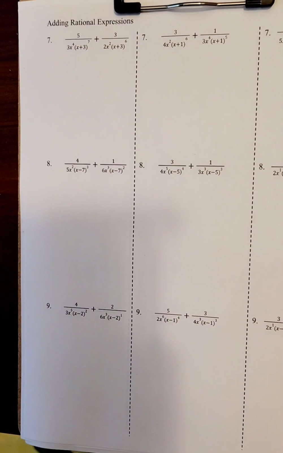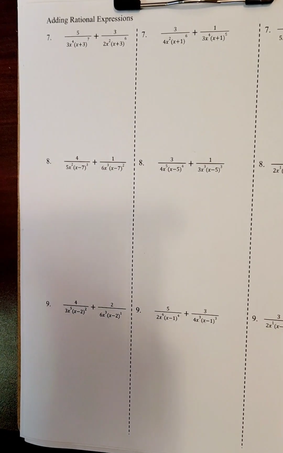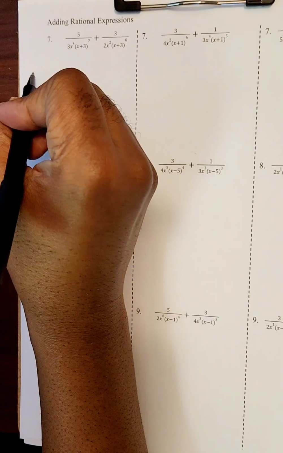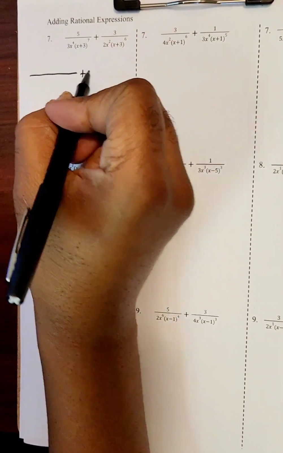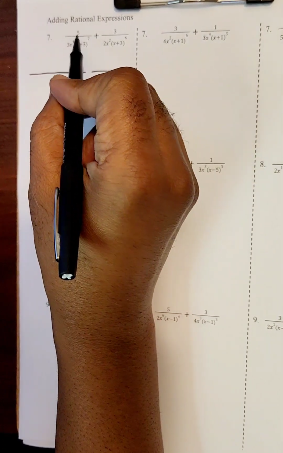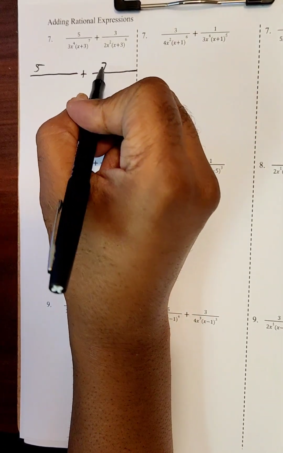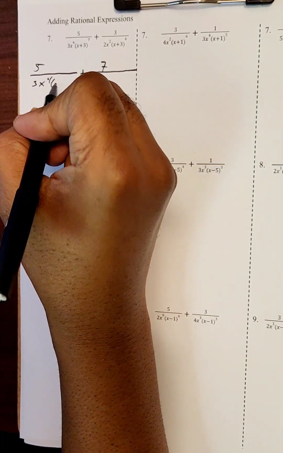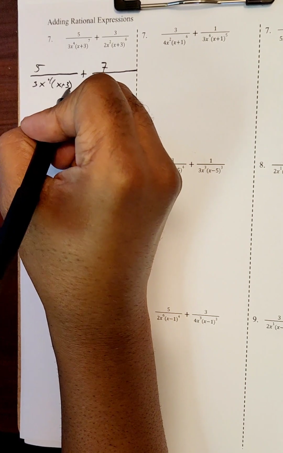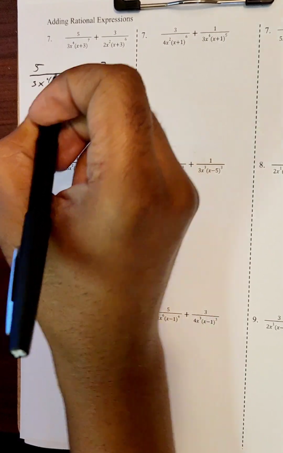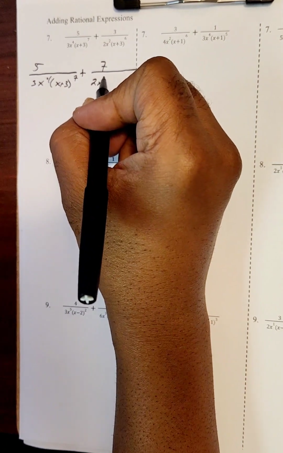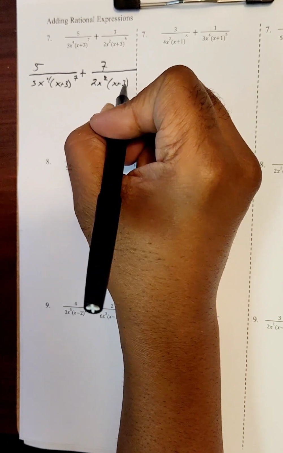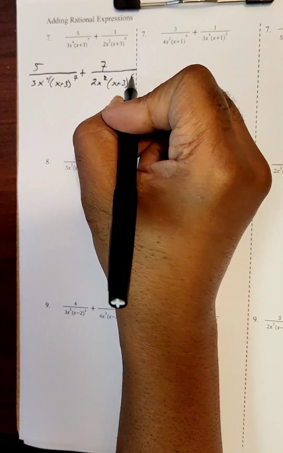Adding rational expressions. To add any rational expressions, even if they're just regular fractions, you have to get common denominators. So that's what we're going to work on first. Our numerators are 5 and 7. Our denominators are 3x to the 4th power times (x plus 3) to the 7th power. Over here we have 2x squared and (x plus 3) to the 6th power.